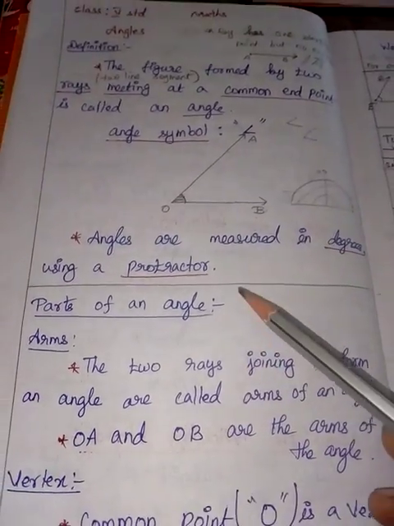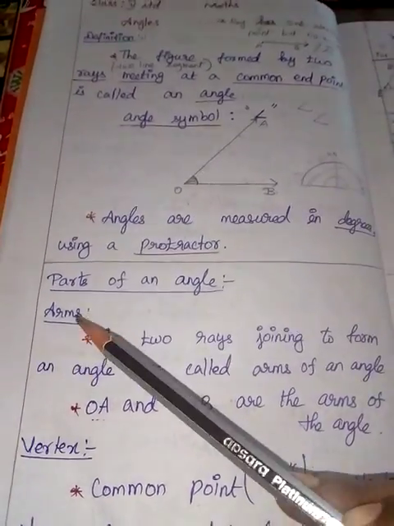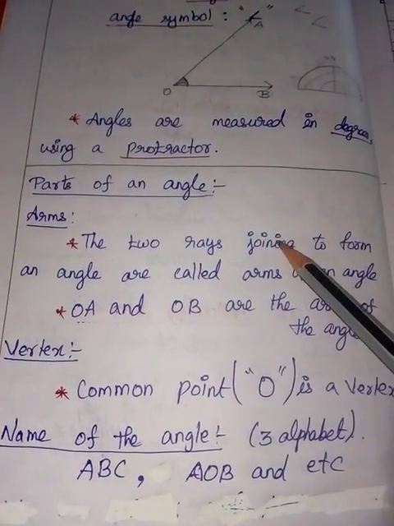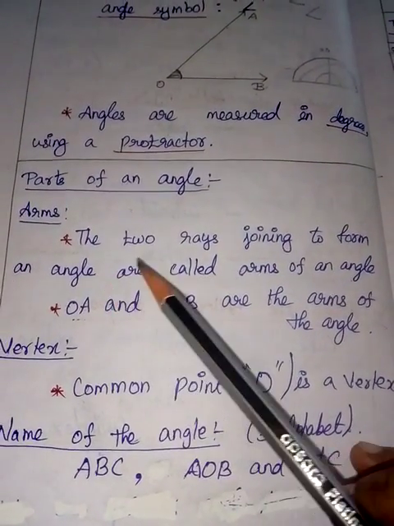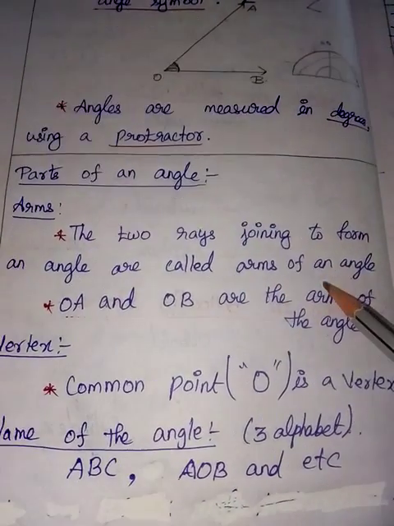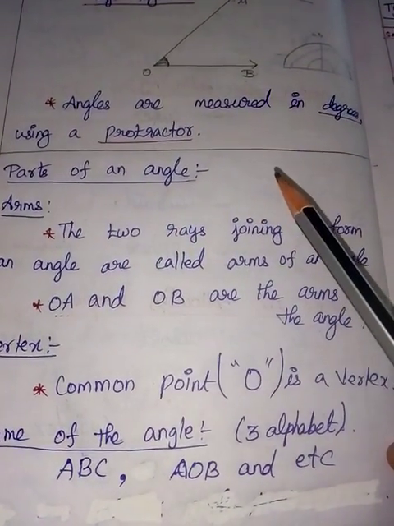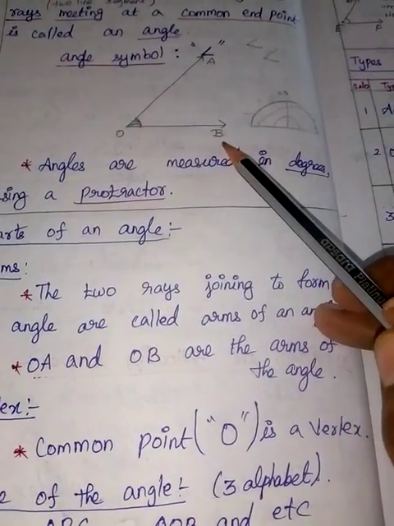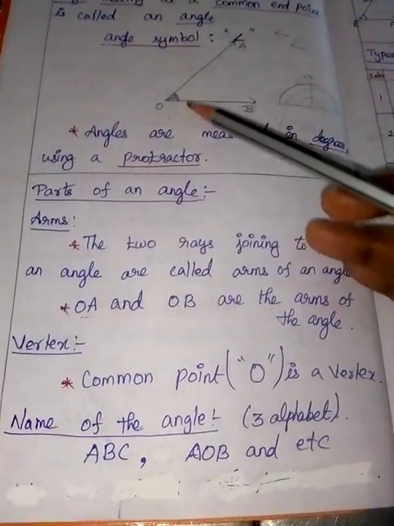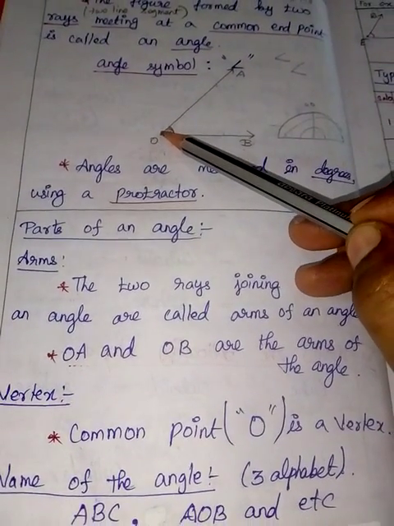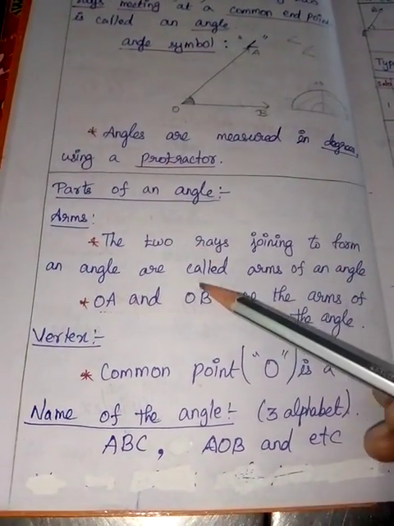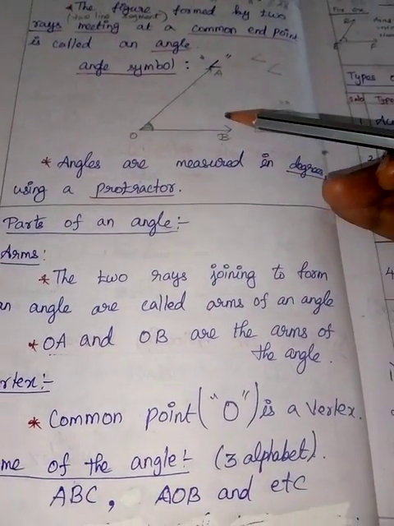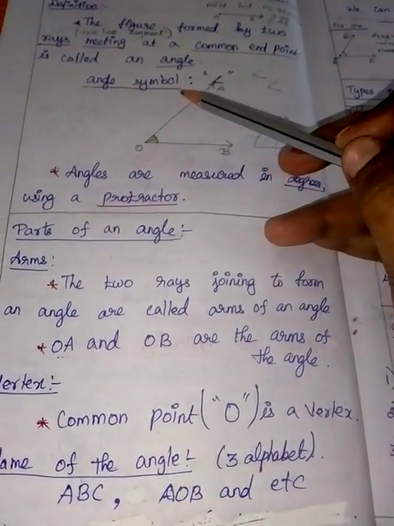Okay, then the parts of an angle: arms, vertex, and name of the angle. Two rays joining to form an angle are called arms of an angle. That is, OA is one arm, OB is another arm. Then O is a vertex. The common point is called the vertex. And the name of the angle, what is the name of this angle? AOB. We can also say BOA.